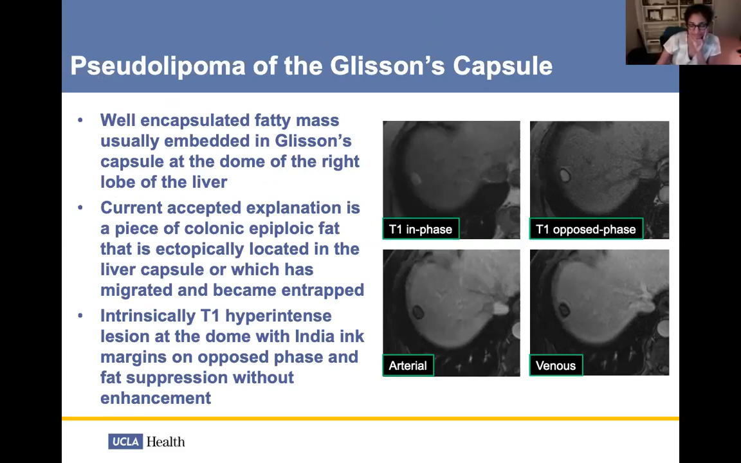Very nicely done. I'm a ringer for this case because I wrote a paper on it. Oh, wow. If you look it up, it was in Abdominal Imaging about 5 years ago. Yes, we love the few cases of this that we have here. But the current explanation is exactly what you said, a piece of colonic epiploic fat that becomes ectopically located in the liver capsule, which sounds like the most ridiculous thing to people who haven't heard of this entity. But that is exactly what is thought to be the reason for this.